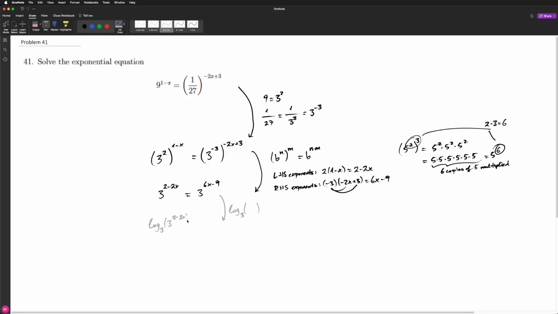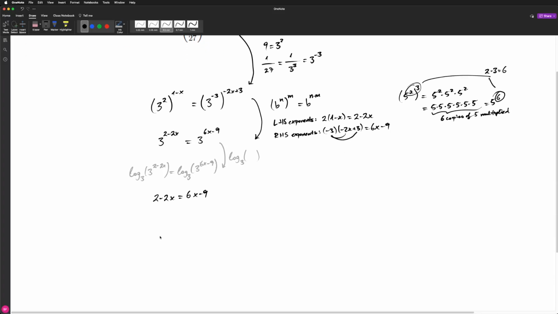And when you apply logarithm, that's undoing exponentiation, right? So if you ask, what's the power you need to raise 3 to get 3 to the power 2 minus 2x? Well, the answer is in the riddle, 2 minus 2x. Same thing on the right-hand side. Or you can just say, if you have 2 exponential terms and the bases are the same, the only way the terms are the same is when the exponents are the same. In other words, exponentiation is a one-to-one function.